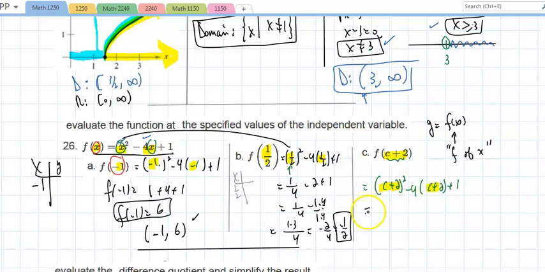To clean this up, if you FOIL, that's c squared plus 4c plus 4 minus 4c minus 8, since 4 times 2 is 8, plus 1. So that is c squared. Those cancel out. That doesn't happen all the time. 4 minus 8 is negative 4 plus 1 is negative 3.